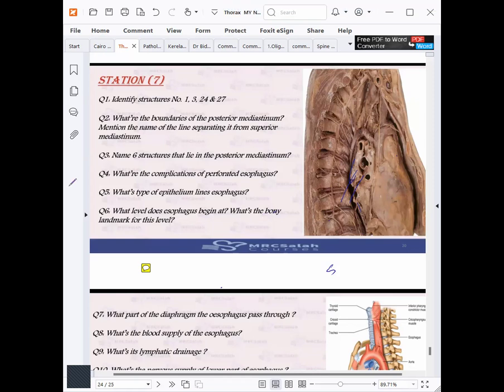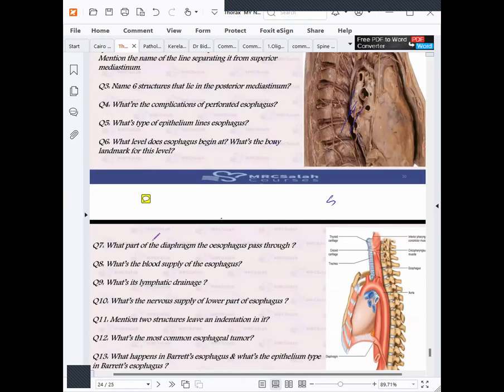Okay. So, what is the type of epithelium of the esophagus? Should I answer or should she answer? No, doctor, you can answer the rest of the questions. I have no problem.